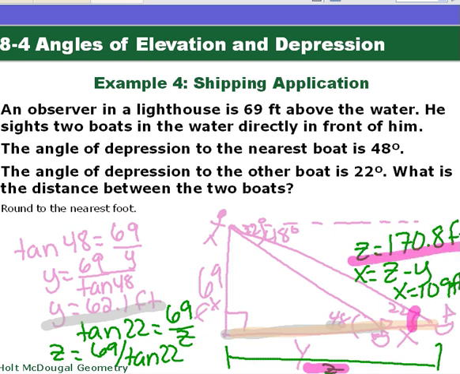So now the distance between the 2 boats, which we had to find, we're calling x, that's the distance here. Take z minus y and that will give us x. So we get 109 feet for that.